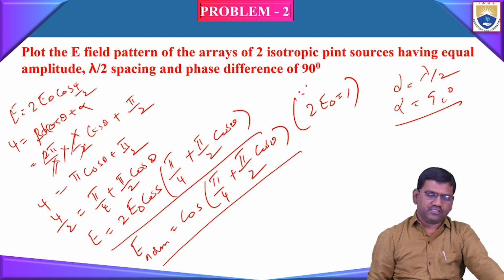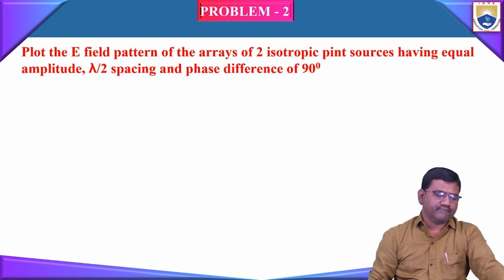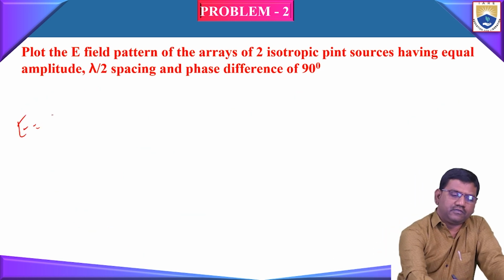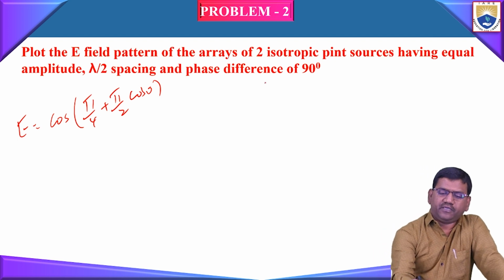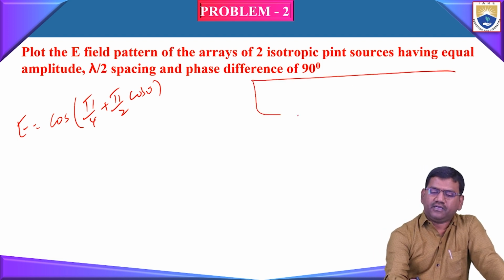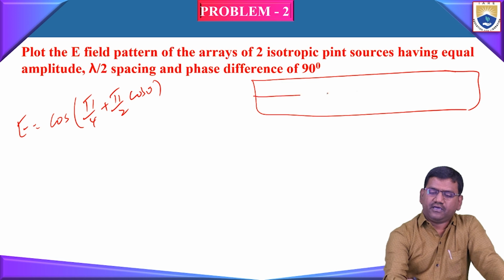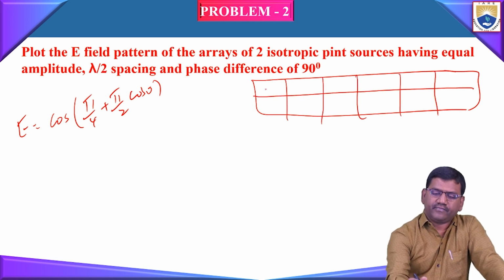So we got E is equal to cos of pi by 4 plus pi by 2 cos theta. So let us draw a table here. For different values of theta, let us find out the values of E here, for theta and E.